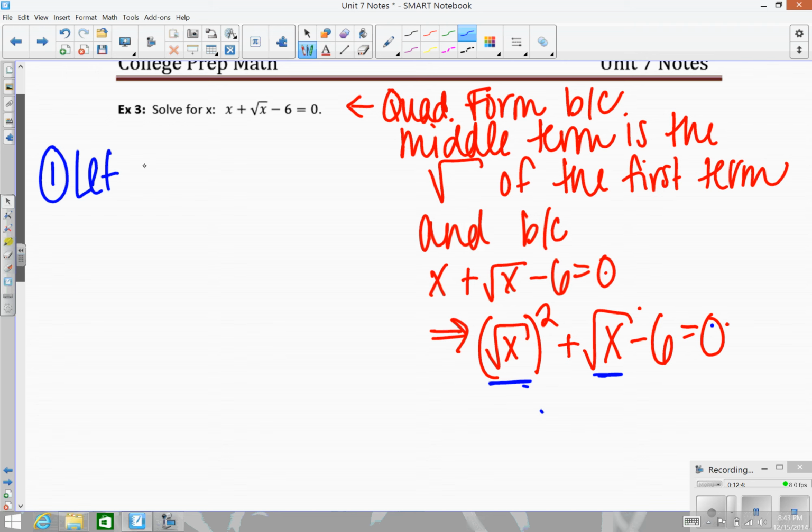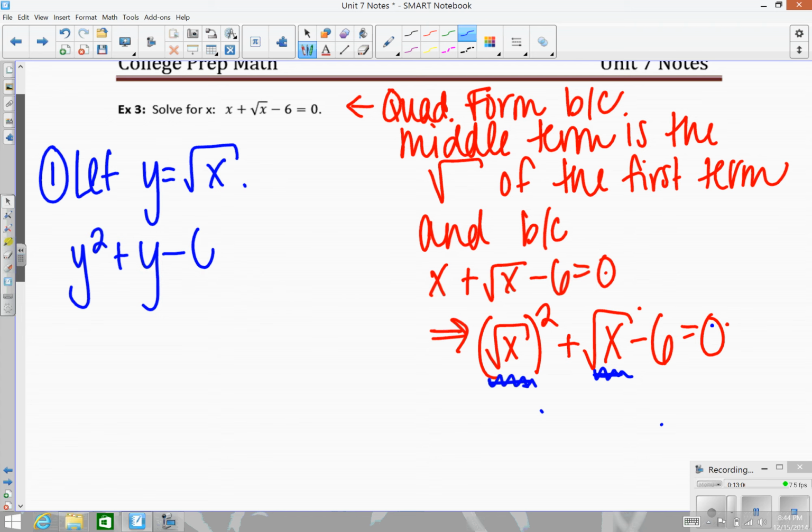So we're going to let y equal the square root of x, which then allows you to see, well, this is going to be y squared. This is going to be y minus 6 equals 0. So I'm going to go ahead and plug in. So I have y squared plus y minus 6 equals 0. And then this looks like it's going to be factorable.